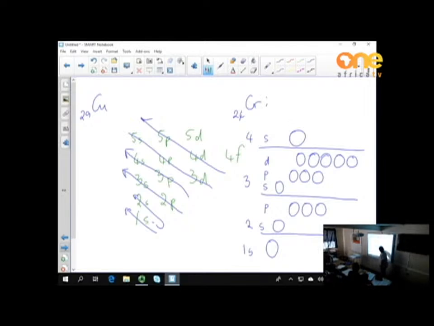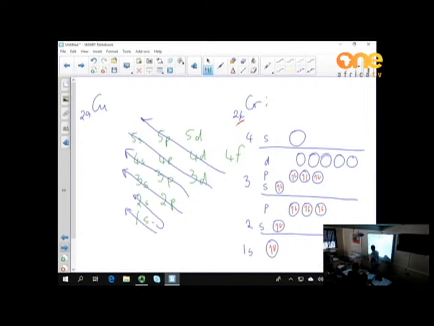Chromium has 24 electrons. Remember, they fill the lowest ones first. And before they pair off, they go 1, 1, 1 until the sublevel is full, and then they pair off. So we go 24: 1, 2, 3, 4, 5, 6, 7, 8, 9, 10, 11, 12, 13, 14, 15, 16, 17, 18. Now 19, 20, 21, 22, 23, 24. They are each going to take 1, if I remember correctly.